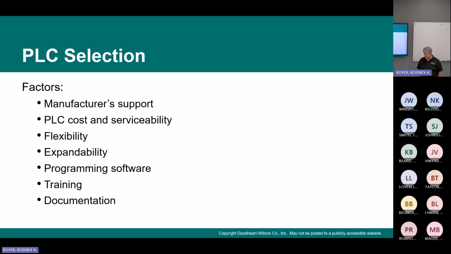PLC selection factors: manufacturer support, cost and serviceability, flexibility, expandability, programming software, training, and documentation. Manufacturer support is probably one of the most important ones, especially whenever you're first starting out in your career.